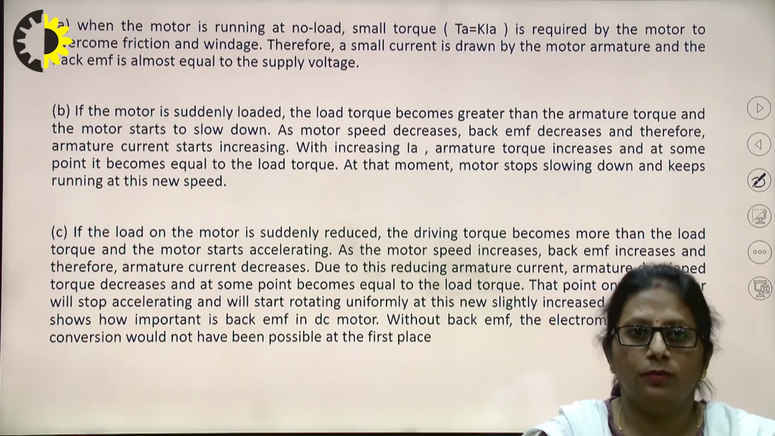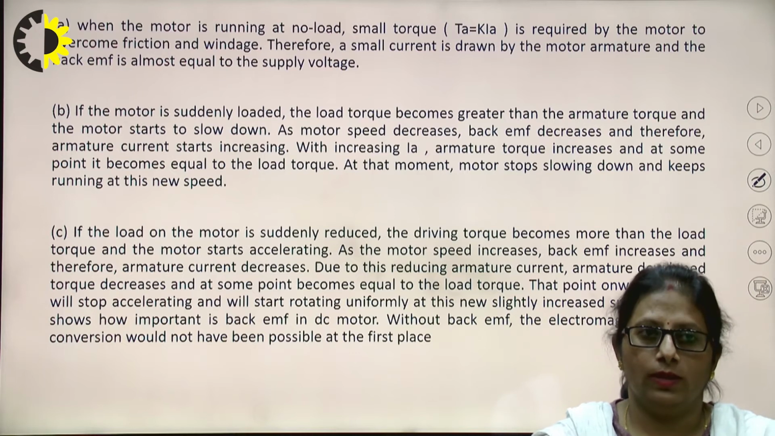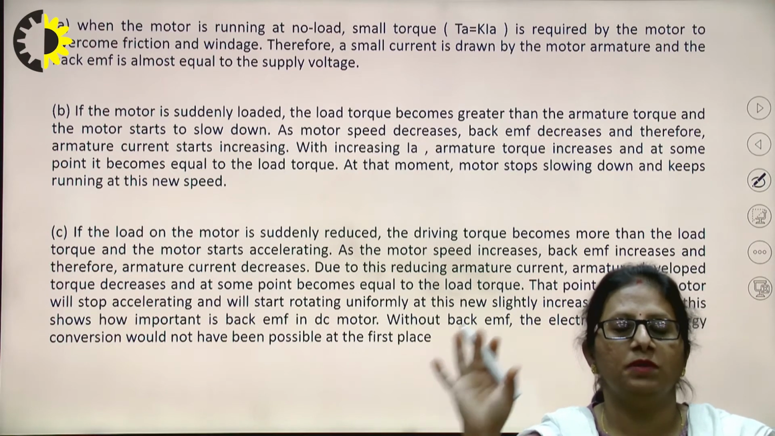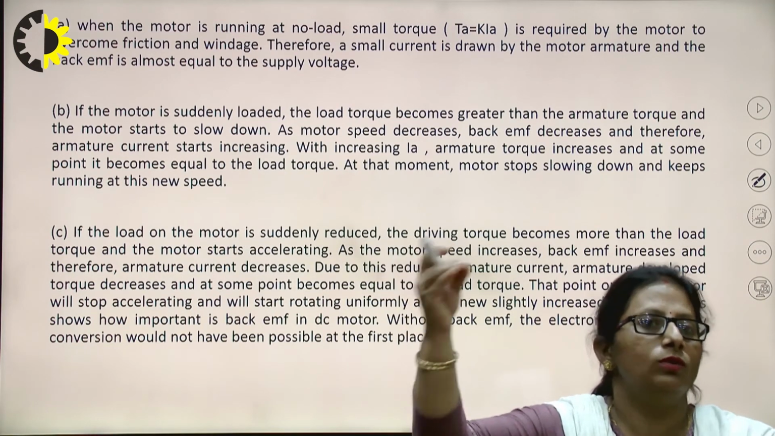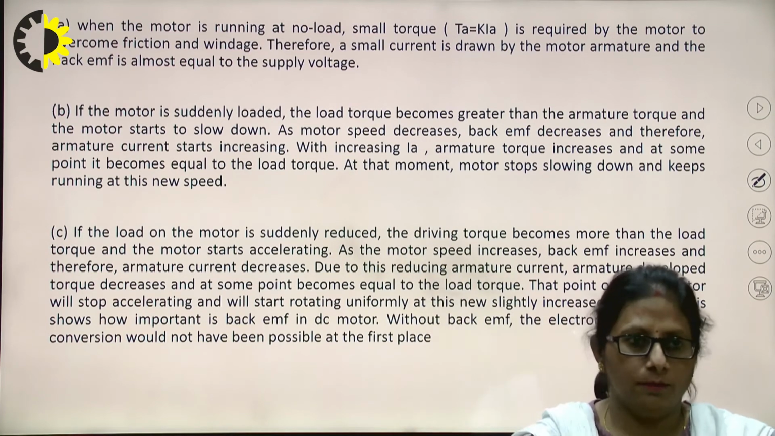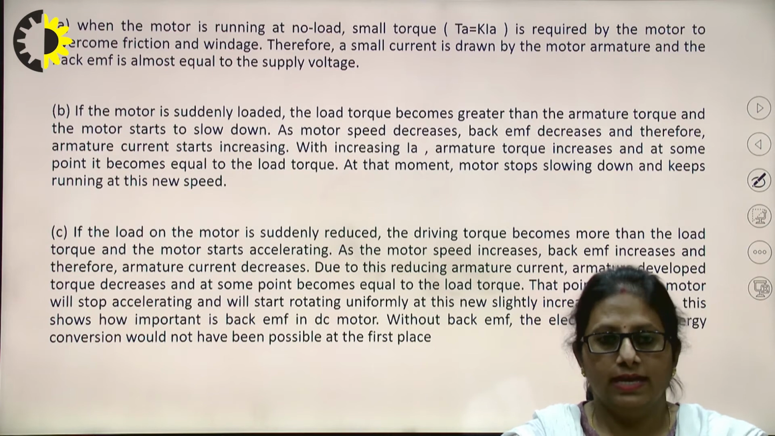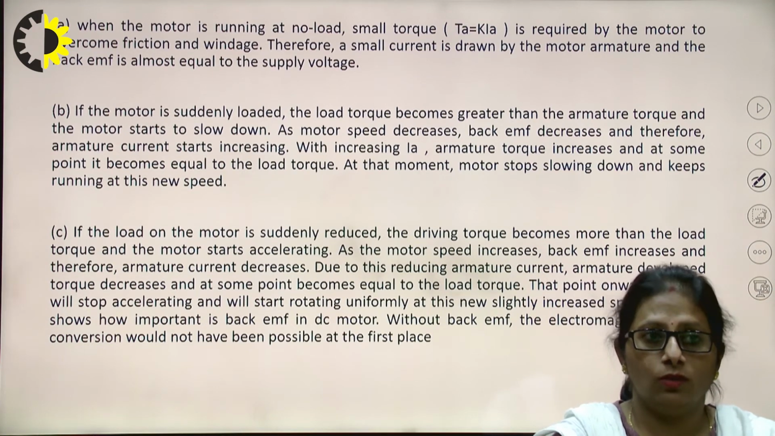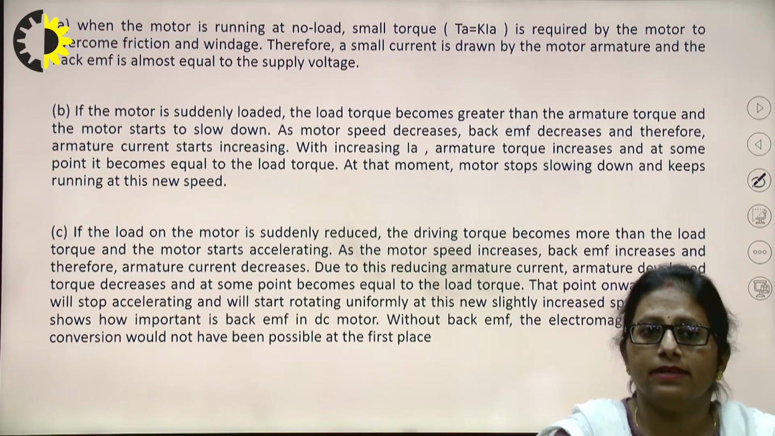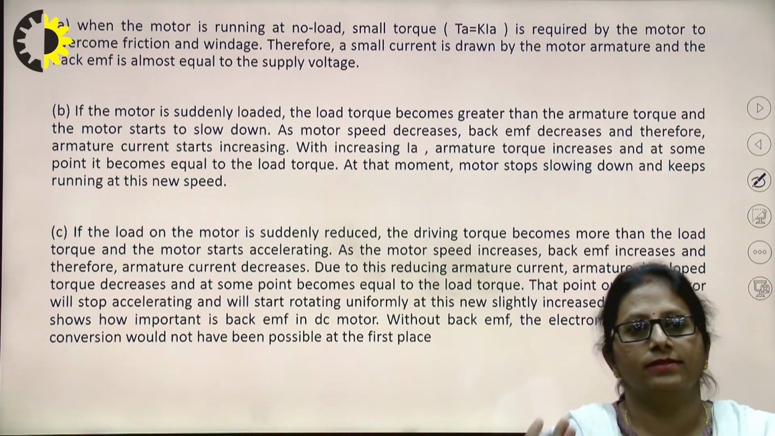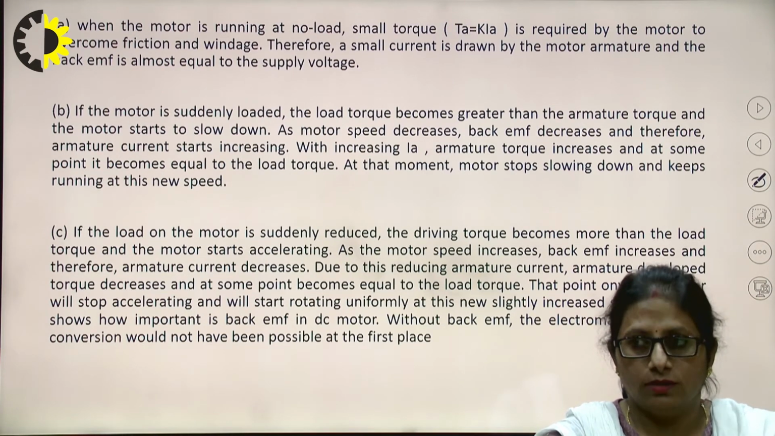And at that moment, the motor stops slowing down and keeps running at that new speed, which is according to the new, increased load demand, right? Now, if the load on the motor is suddenly reduced, the opposite happens. Then the driving torque becomes more than the load torque and the motor starts accelerating. How much should it accelerate? Should it reach infinity?